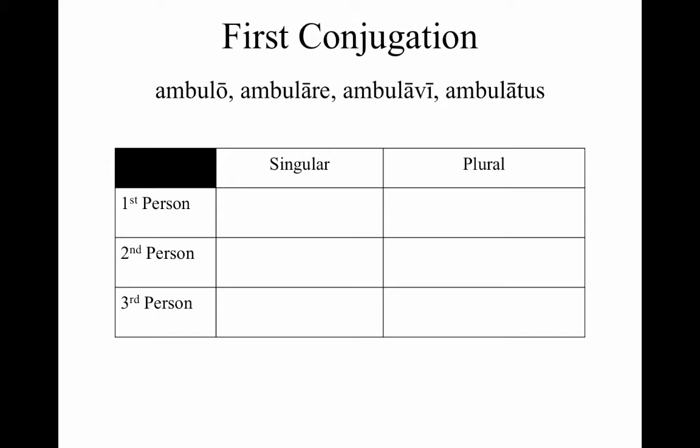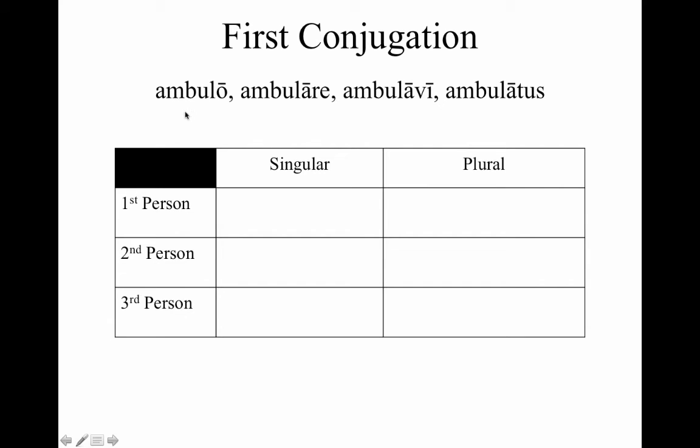So, let's look at our verbs themselves. Let's start with the first conjugation. Here we have ambulo, ambulare, ambulavi, ambulatus. Most first conjugation verbs are nice because they follow this pattern. Their principal parts end in -o, -are, -avi, and -atus. There are very few exceptions to this rule, so most of the time you'll be good.